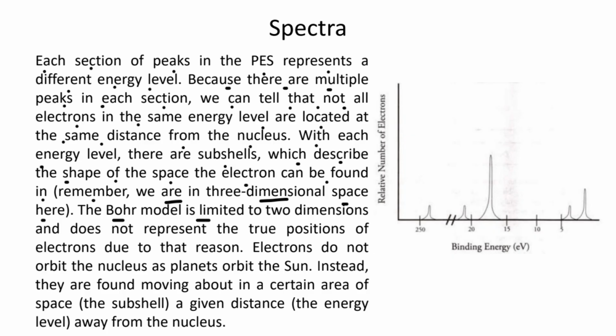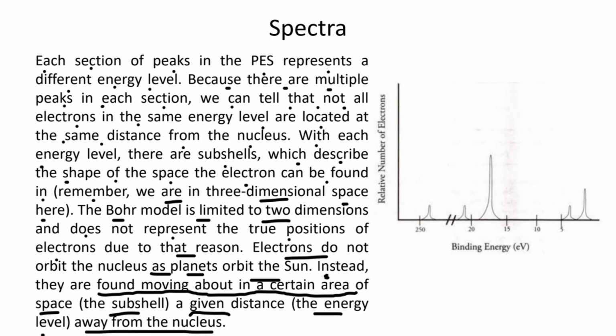The Bohr model is limited to two dimensions and does not represent the true position of electrons. Due to that reason, electrons do not orbit the nucleus as planets orbit the sun. Instead, they are found moving about in a certain area of space, the subshell, a given distance, the energy level, away from the nucleus. So we have subshells in each energy level.